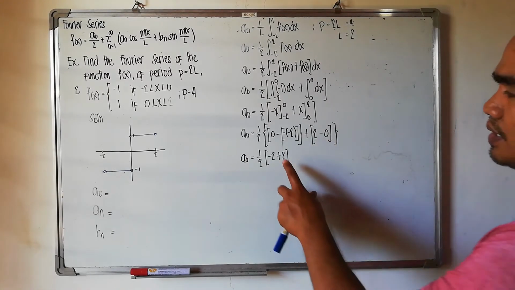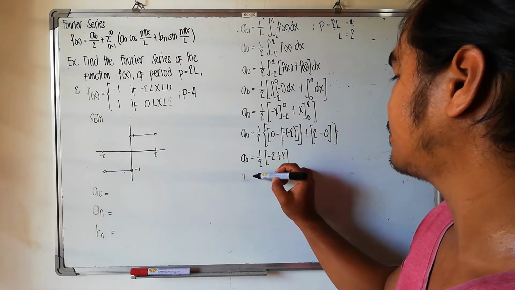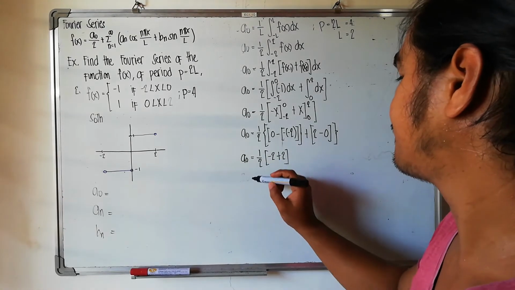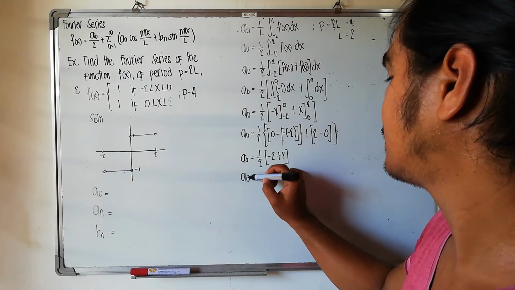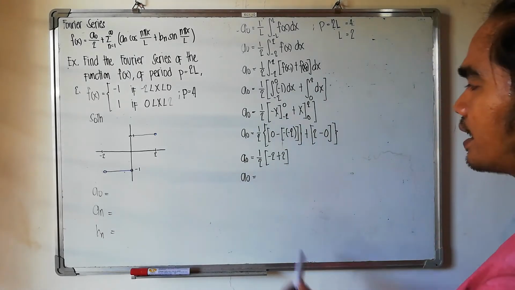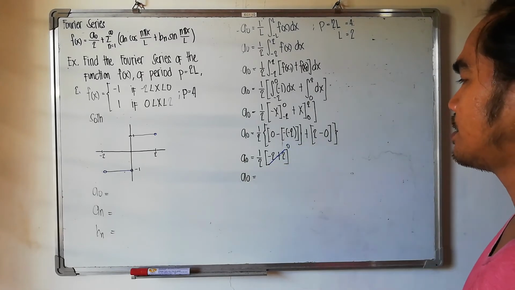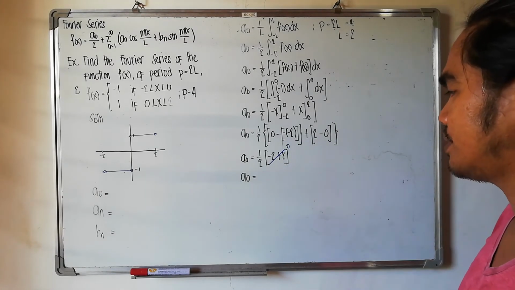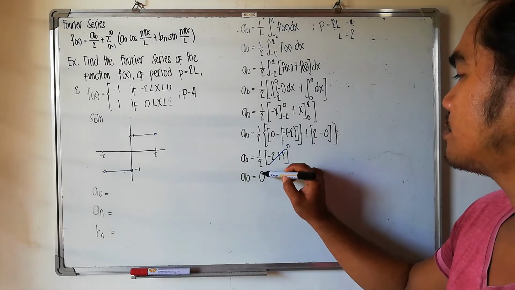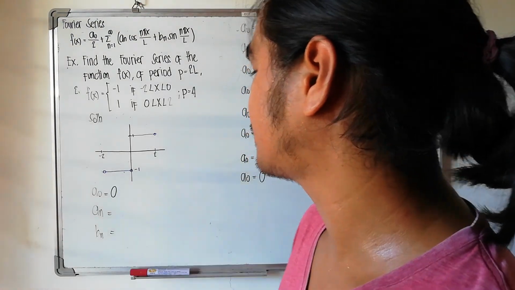Now simplified, that is equal to negative 2 plus 2, that will be equal to 0. 0 times 1/2, so that will be equal to 0. So your a sub o is equal to 0.